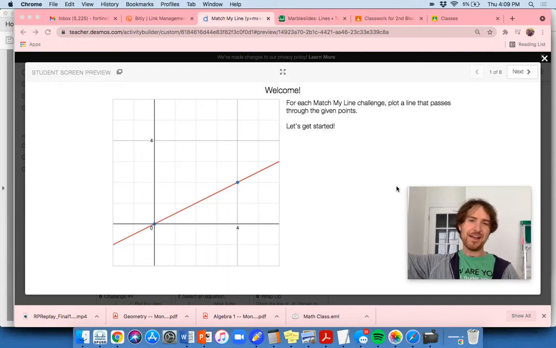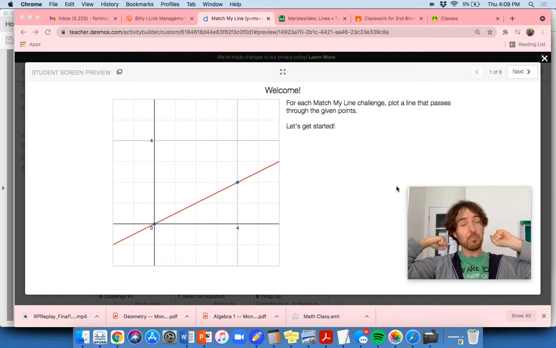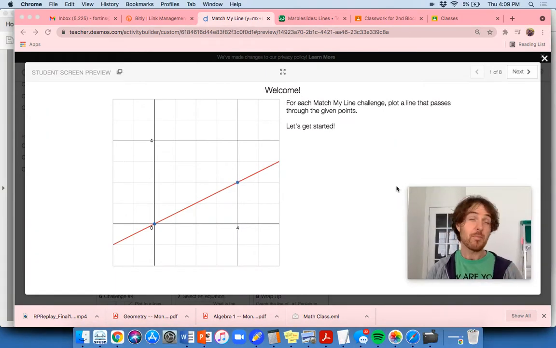Hey everybody, welcome back. This is not due until Wednesday, but this is your second activity, a little Desmos task. Again, practice y = mx + b. How do I quickly graph that? How does it connect? And what do my m and b tell me?